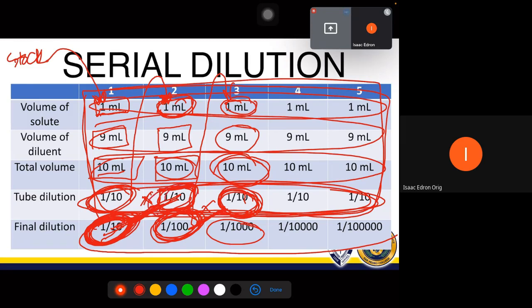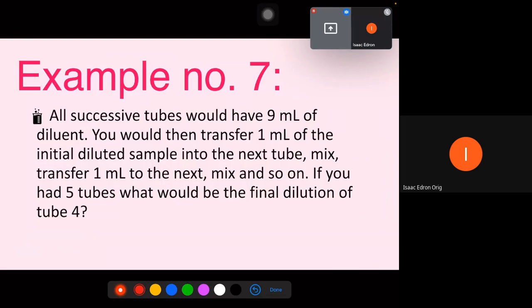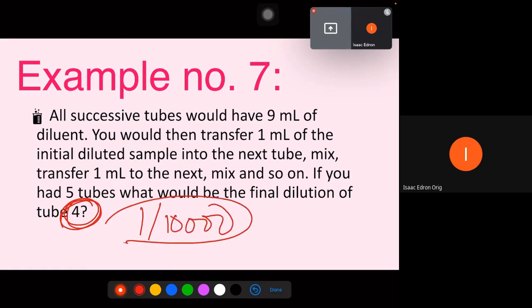Okay? So, 1 over 10 times 1 over 10, 1 over 100. 1 over 100 times 1 over 10, 1 over 1,000. 1 over 1,000 times 1 over 10, 1 over 10,000. That's 1 over 10,000 times 1 over 10, 1 over 100,000. So, the answer is 1 over 10,000. Kasi di ba ang tanong kanina, final dilution of tube number 4. Okay, so 1 over 10,000. Okay?